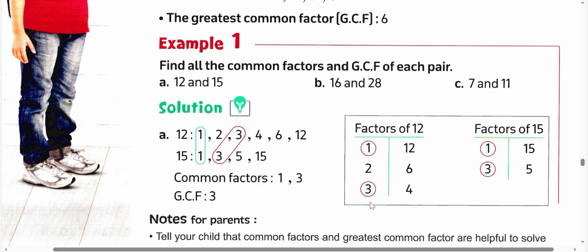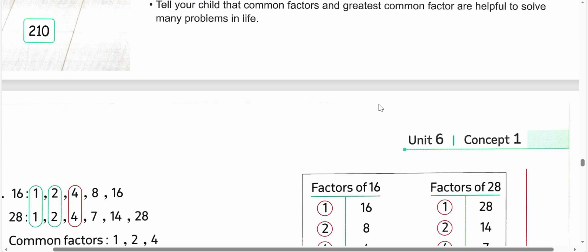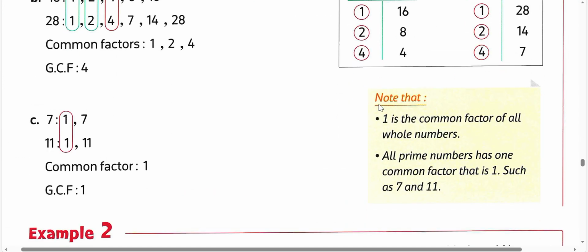Another example here, solution: 12 and 15, the greatest common factor between them is 3. 16 and 28, the greatest common factor between them equals what? Who can tell me? 4. It's the second method for two numbers. You can use this method or another method. Okay, the answer here is 4 between 16 and 28. And 7 and 11 are relatively prime numbers, then the common factor between them equals 1.